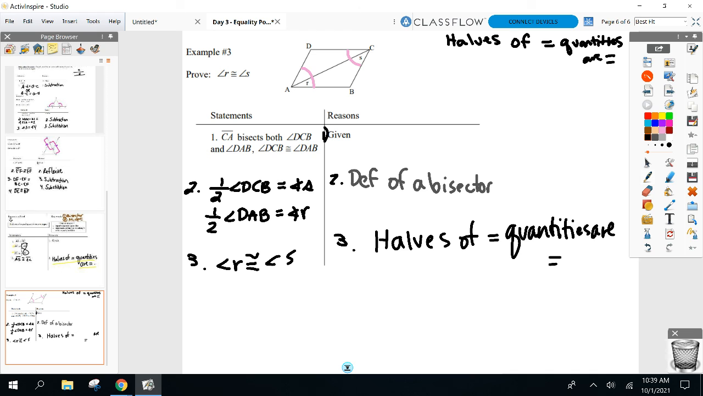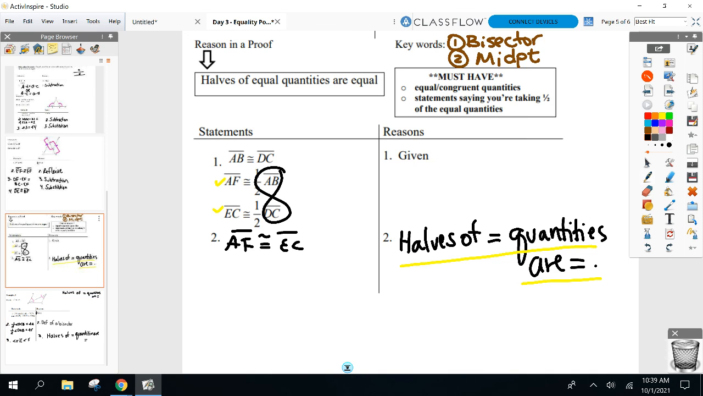Ready? This is how you can tell how many steps this is going to have. Do you have equal quantities in the givens? Have you written down what you're taking half of? So you got both. How many steps is this going to be? 2. Second step's going to be those angles are equal because of halves of equal quantities. Do you see that? You need equal quantities, and you need to tell me what you're taking half of before you write down halves of equal quantities, and I gave you everything in the givens.